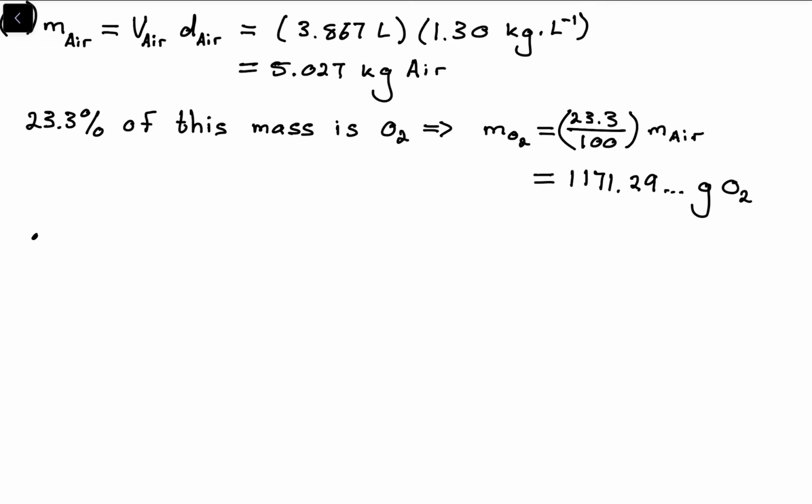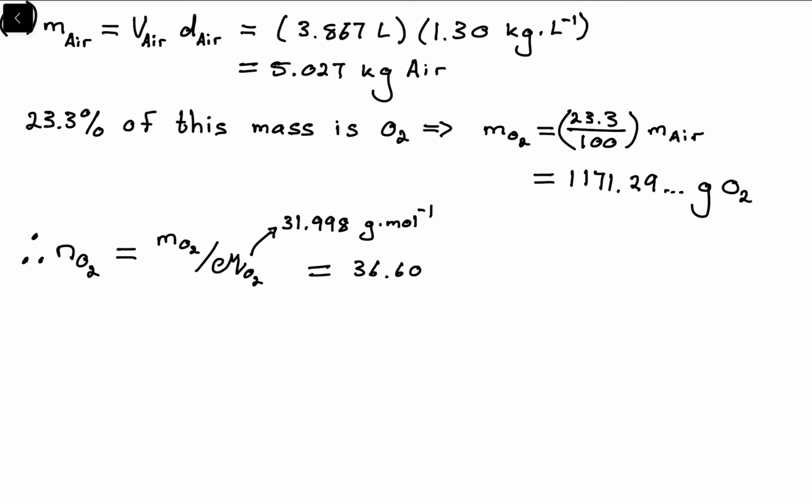So from that, we can get the number of mole of oxygen, right? Because we can't relate masses, we can only relate number of moles using chemical equations. Mass of oxygen divided by the molar mass of oxygen. Molar mass of oxygen is 31.998 gram per mole. That gives us 36.60 mole O2.